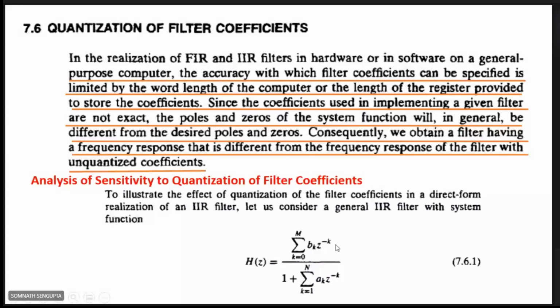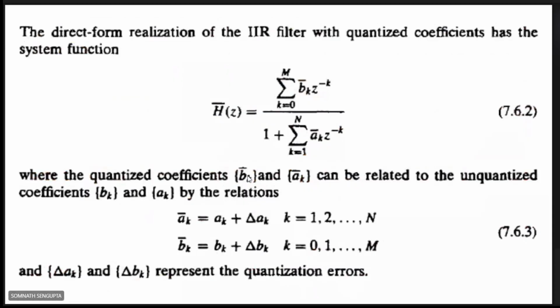Now, if you find the roots of the numerator and denominator, you will get zeros and poles. Now, after quantization, that means converting the analog value to a digital value, this value will change, obviously, because we use a finite storage register.